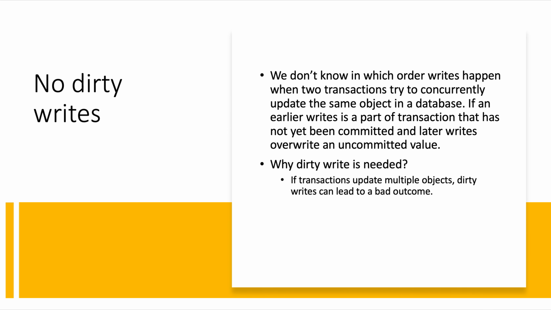So what happens if two transactions concurrently try to update the same object in a database? We do not know in which order the writes will happen, but we normally assume that the later write overwrites the earlier write. But what happens if the earlier write is part of a transaction which has not been committed yet and the later write overwrites an uncommitted value? That condition is called a dirty write, and transactions which run at the read committed isolation level prevent dirty writes by delaying the second write until the first one has been committed or aborted.